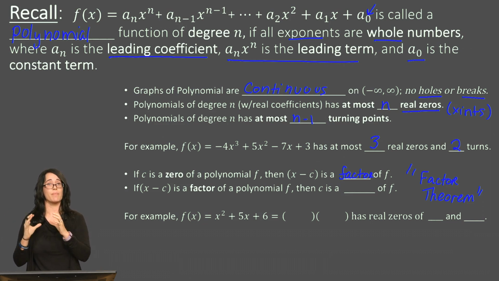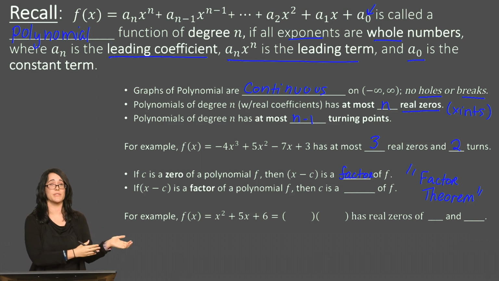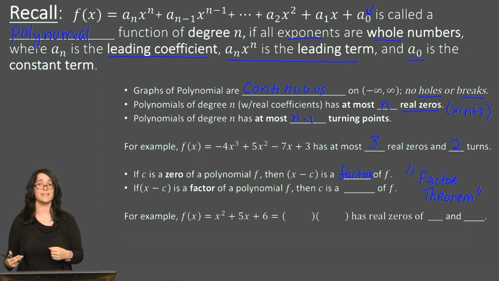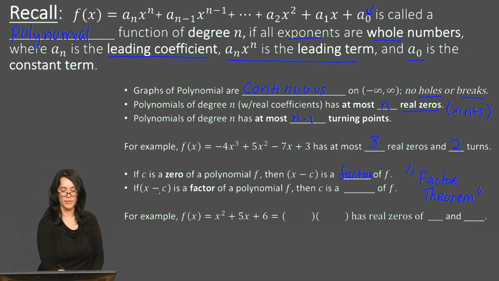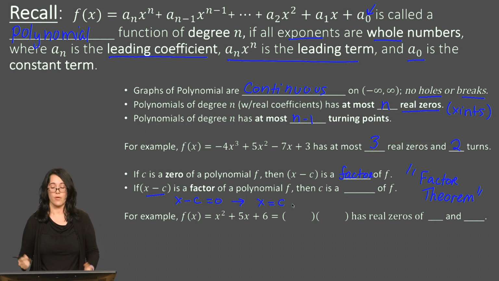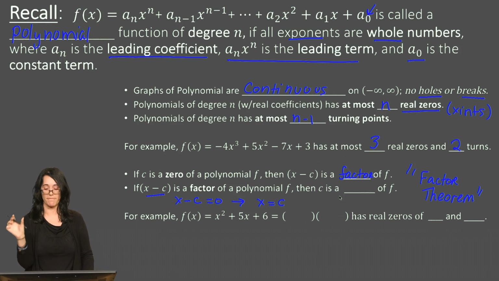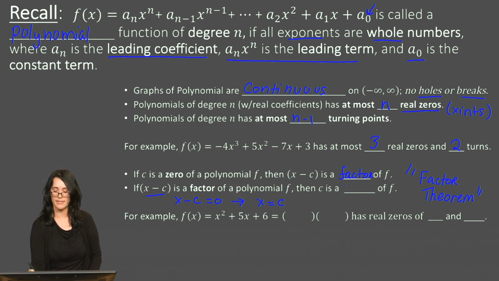And remember that if something times something is equal to 0, the zero product rule says that the only way that could happen is if one of the factors itself was equal to 0. So we would take our x minus c, for example, setting it equal to 0. That would mean that x would have to equal c, which gives us the second part of the factor theorem: if x minus c is a factor, we know that c is a 0 of the function.